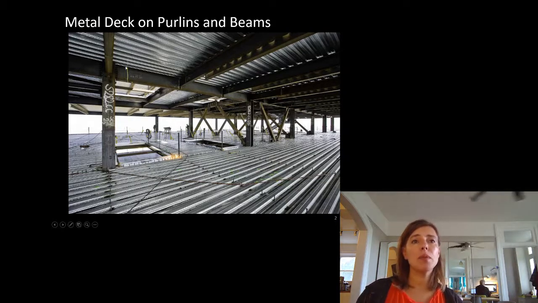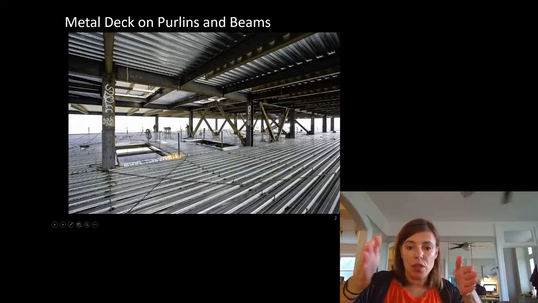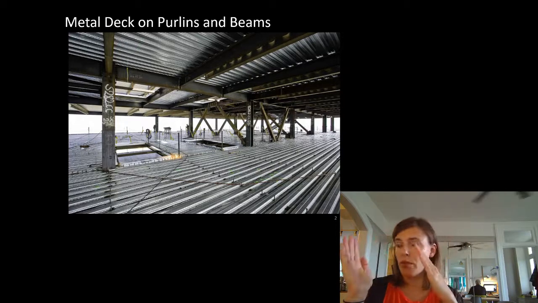So we've got our columns, we've got our purlins, we've got our beams, we've got our concrete on metal deck. We've also got bracing. We've got bracing going in this direction and bracing going in this direction. We're going to look at some images of lateral load resisting systems later, but these braces would be our lateral load resisting system. And so they're stopping the building from racking.